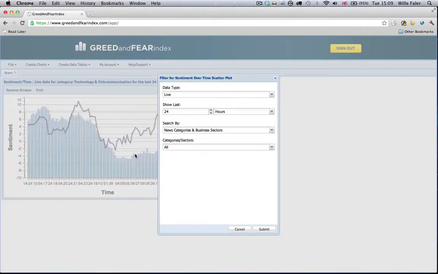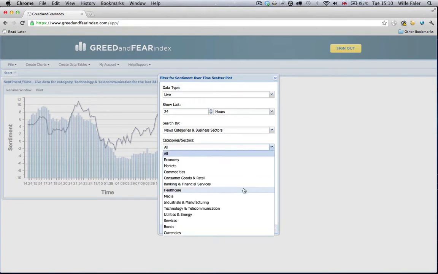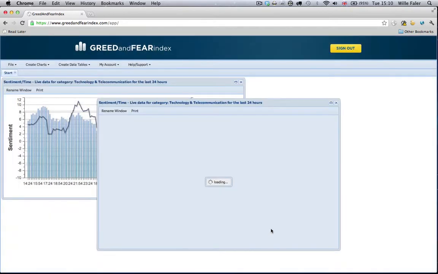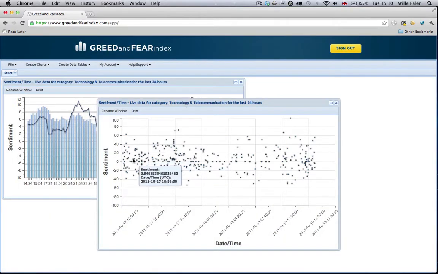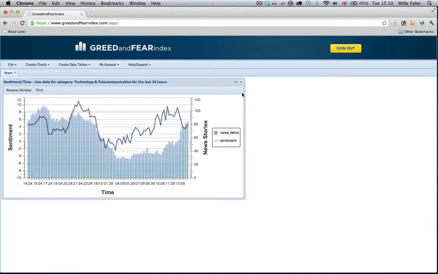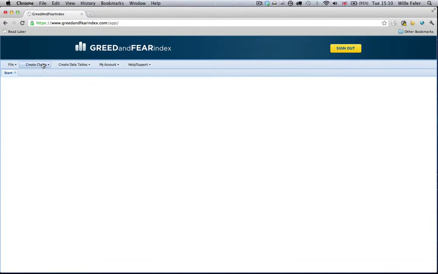Let's look at the scatter plot, which is another way of looking at sentiment. This is the scatter plot where each and every mention or story is plotted as a point along the time and sentiment axis. There's nothing stopping us from having multiple windows of each type with different filters defined.